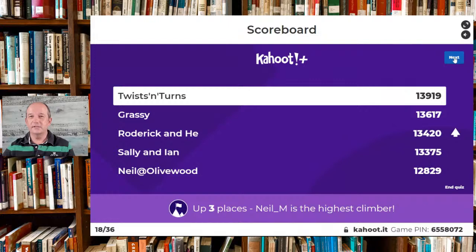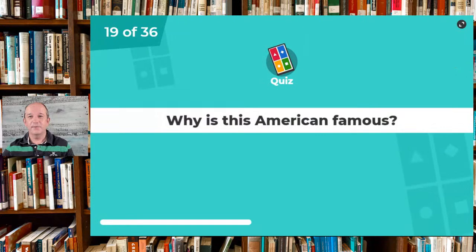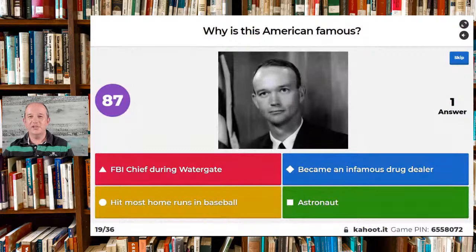So question one, picture round, rather happy looking, rather proud looking American here. But why is he famous? Was he the FBI chief during Watergate? Did he go on to be an infamous drug dealer? Was he a baseball player? Did he hit the most home runs in baseball? Or was he an astronaut? And you know, that doesn't need any qualification. Just an astronaut, that's a pretty big deal. So why is he famous?